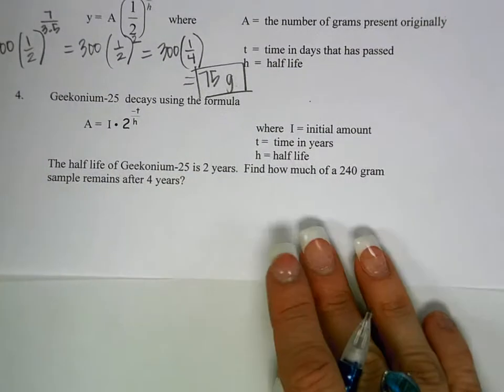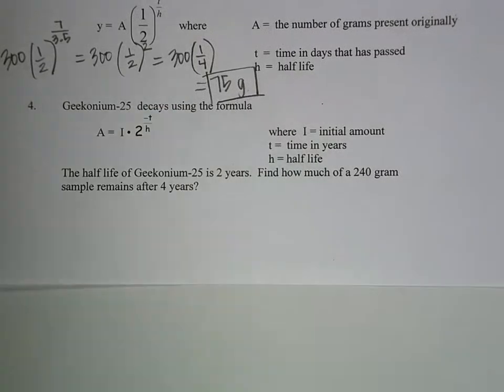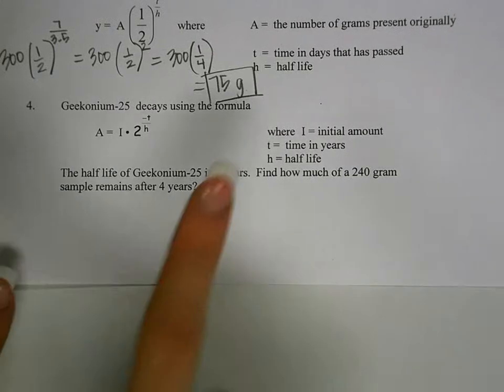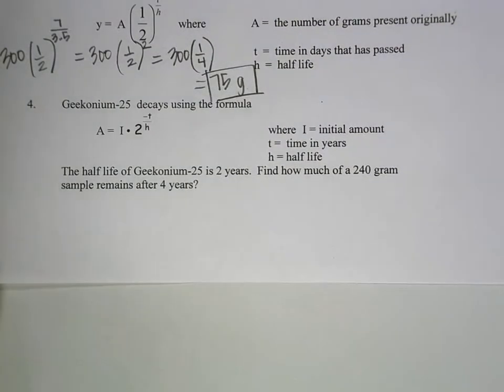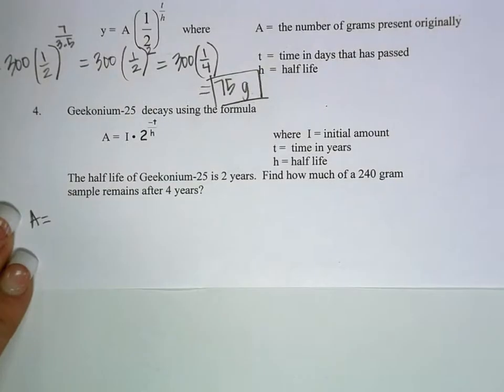Okay, for number 4, zirconium-25 decays using the formula A equals I times 2 to the negative T over H. Now this is decaying, so think about it. You should get a lesser amount. We should be losing here. Half-life is 2 years. Find out how much of a 240-gram sample remains after 4 years. So the amount left behind is your initial amount. So how much did I start with? 25.